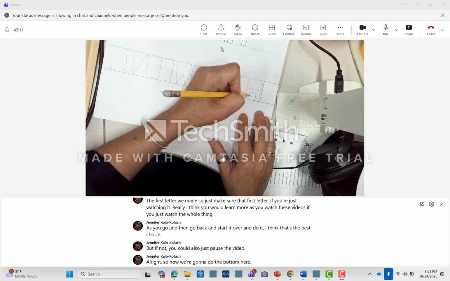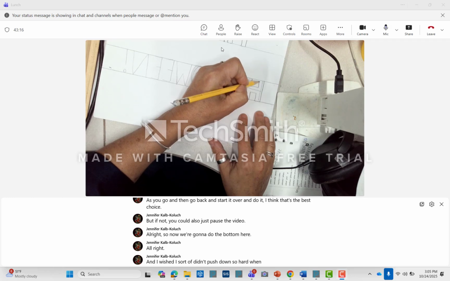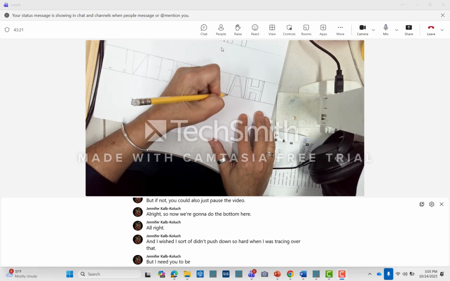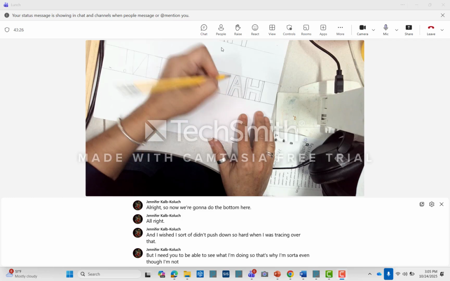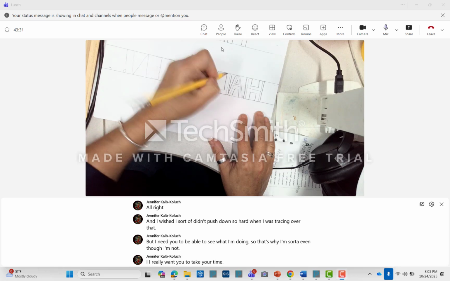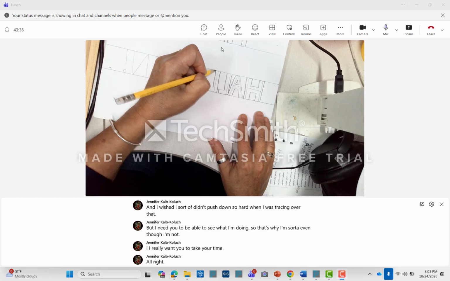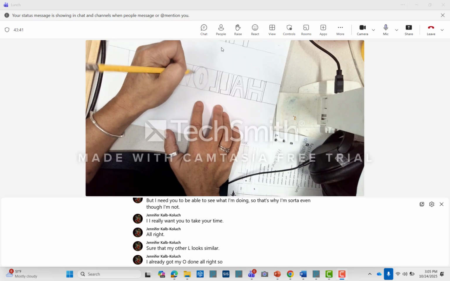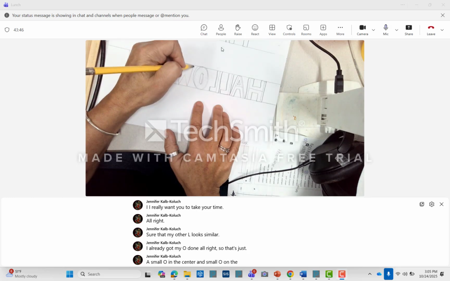All right, and I wish I sort of didn't push down so hard when I was tracing over that, but I need you to be able to see what I'm doing, so that's why I'm sort of, even though I'm not, I really want you to take your time. All right, and then make sure that my other L looks similar. I already got my O done. All right, so that's just a small O in the center and a small O on the outside.